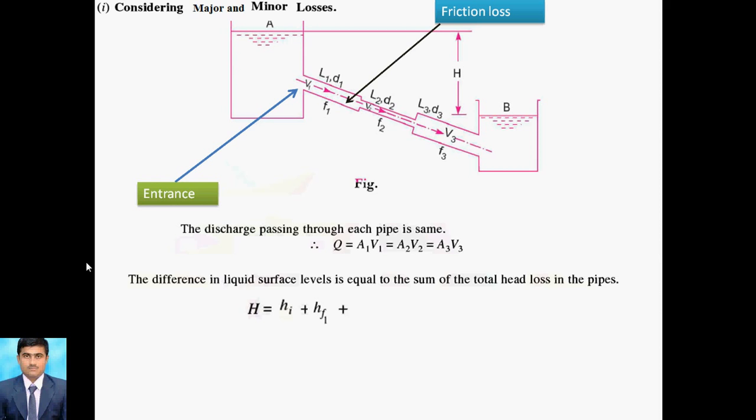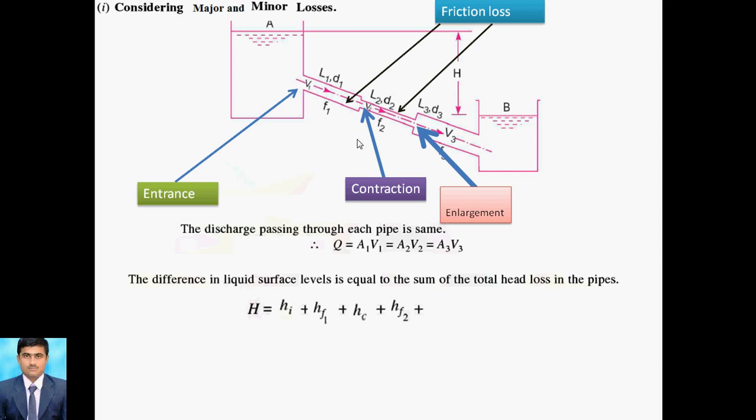Then next, the larger diameter is there, then it should reduce. That's why contraction, so I can write HC. HC means contraction over here. Then again the pipe is long, so I can take it as a friction loss. The friction loss is computed by HF2, because pipe number 2 is there. So this is pipe number 2, HF2, plus here again smaller diameter to larger diameter, where we can go for expansion, or enlargement. Enlargement means HE.